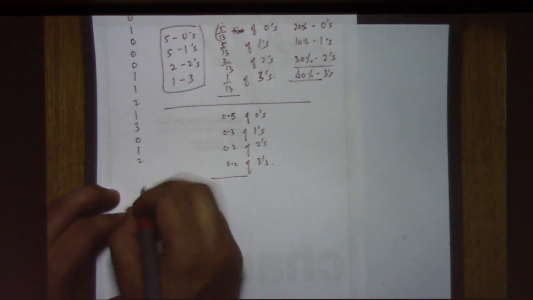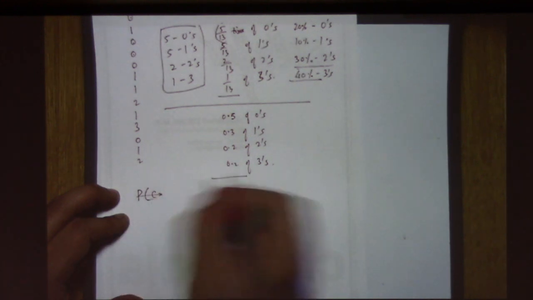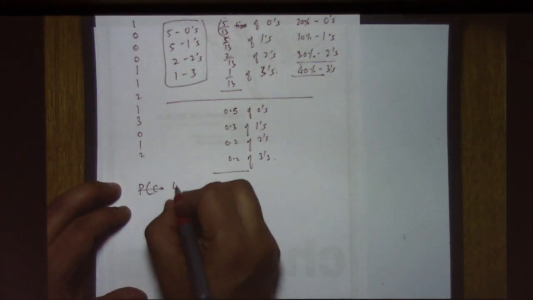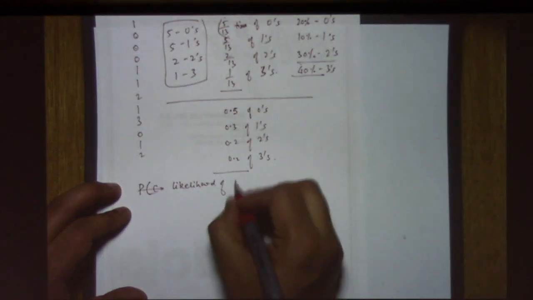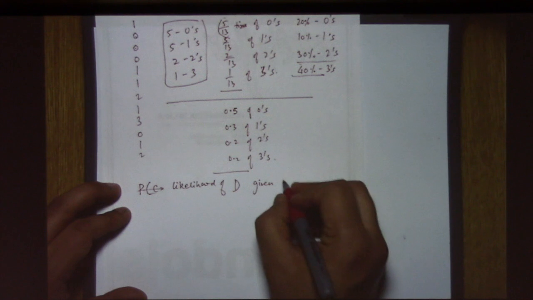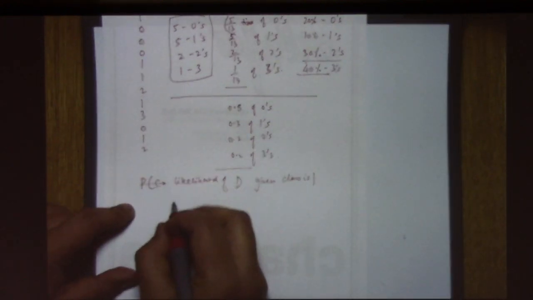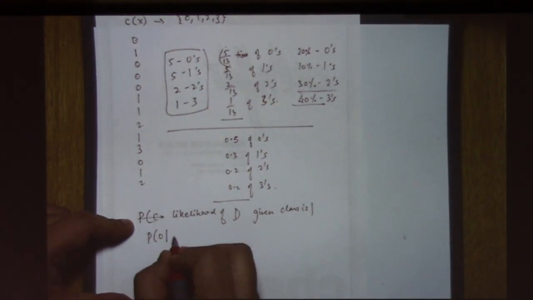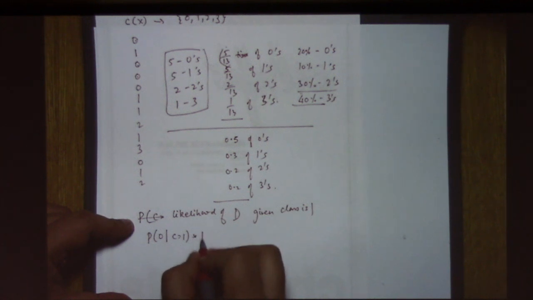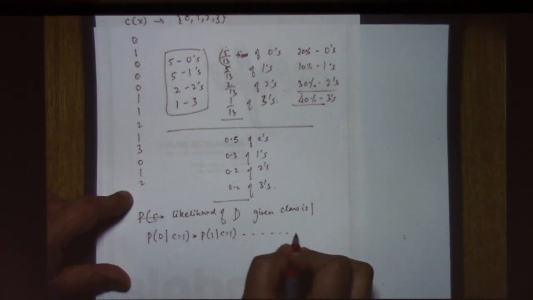Because if you remember, if I want to find the probability of the class, in this example, at least in the gradients quiz, I wanted you to compute the likelihood of this data set given class is 1, right? So how do you do that? You just say, the probability of 0 given class is 1, times the probability of 1 given class is 1, and so on, right?